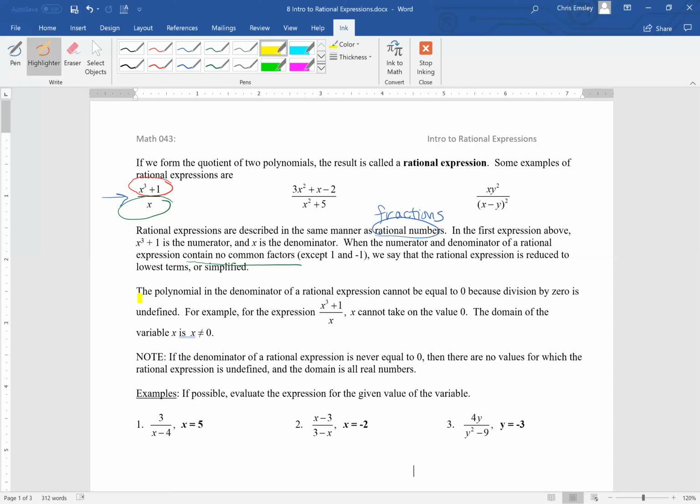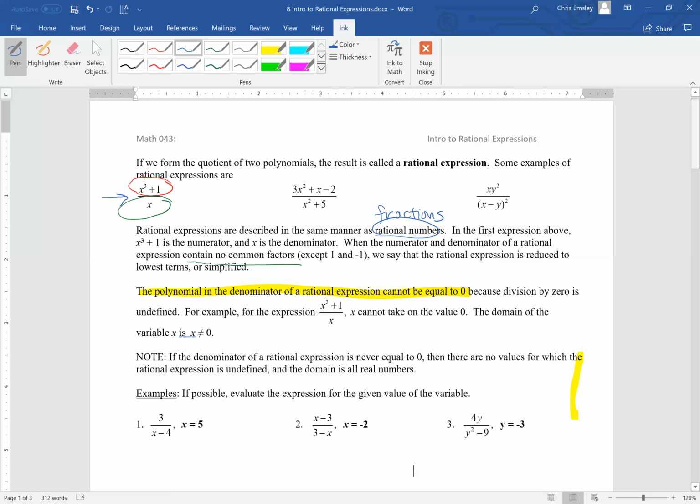Very important statement right here. The denominator of a rational expression can never be 0, and that is because we can't divide by 0. Okay, so that means since a rational expression is really a division, we cannot have the bottom ever be equal to 0. And we're going to look at that in a minute too.